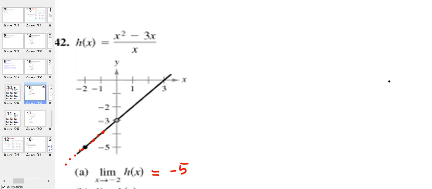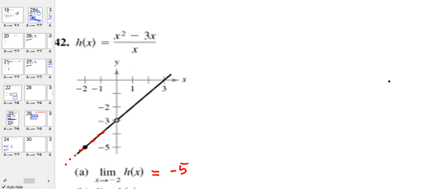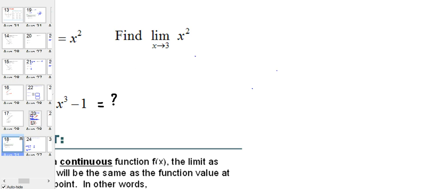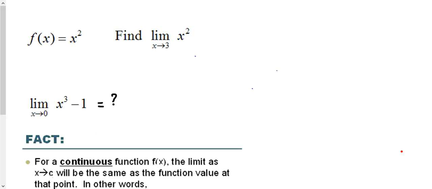All right, next we're going to do something a little bit different. We're going to look at an equation because they don't always have to give us a graph. They can give us an equation and still ask us to find the limit. And we're going to try to develop an approach where we don't have to have a graph to have an answer. So for example, let's find the limit of x squared as x goes to 3.